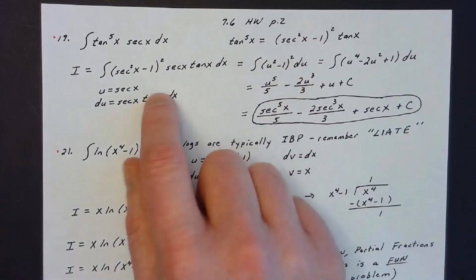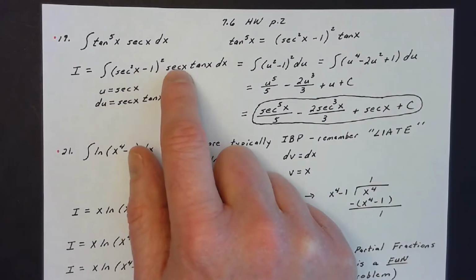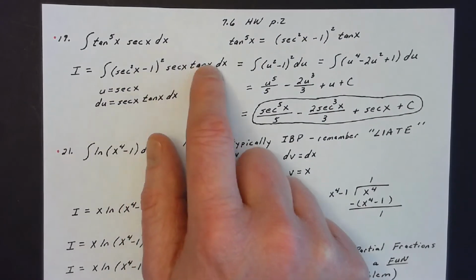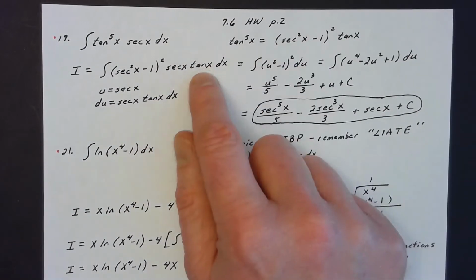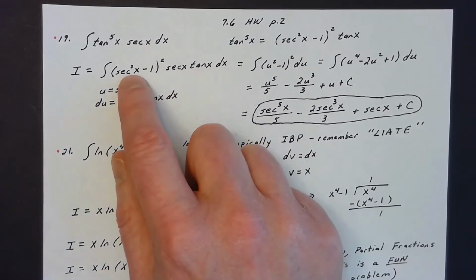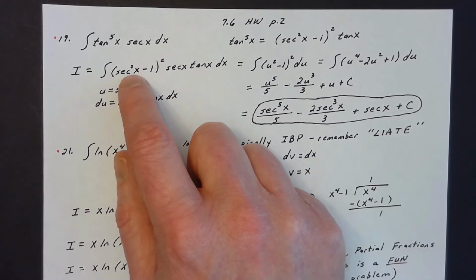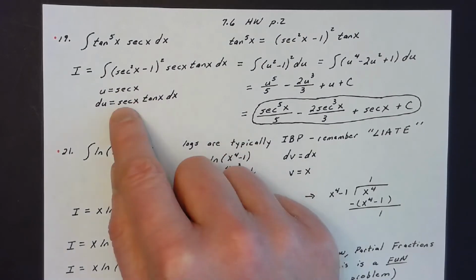Now notice what I did with this. I brought that secant squared x minus 1 down, times the secant of x, times that lingering factor of tangent x that I did not account for here intentionally. And then you say, well, okay, this is perfect, because all I have to do now is let u equal the secant of x, and if I do, the derivative of u would be secant x tangent x.